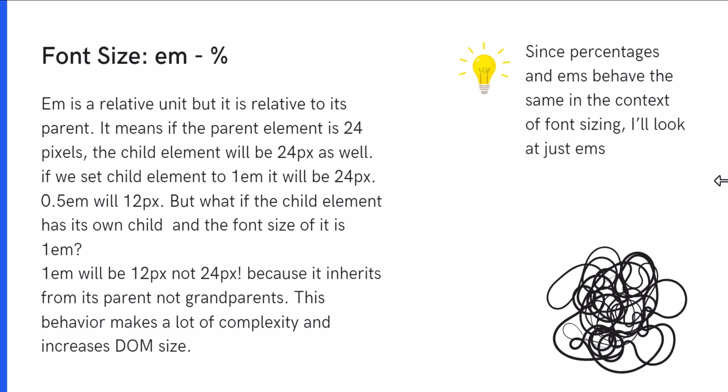The next units are em and percentages. Since percentage and em behave the same in the context of font sizing, I will look at just ems. Okay, em is a relative unit, but it is relative to its parent. It means if the parent element is 24 pixels, the child element will be 24 pixels as well. If we set the child element to 1em, it will be 24 pixel. 0.5em will be 12 pixel.